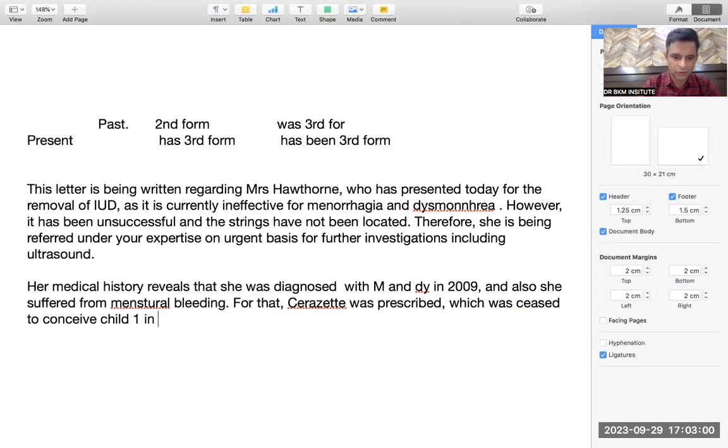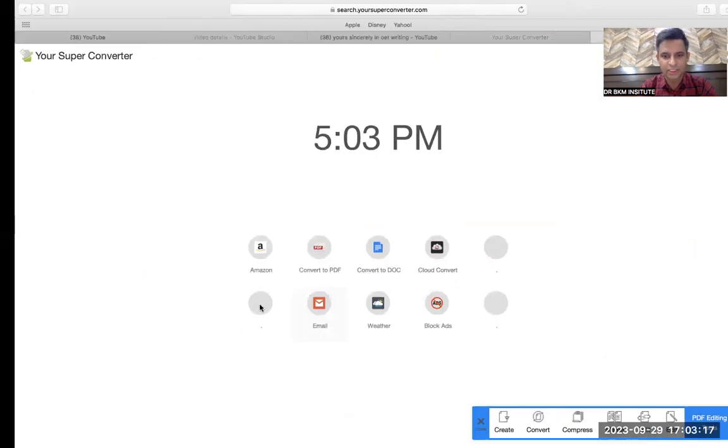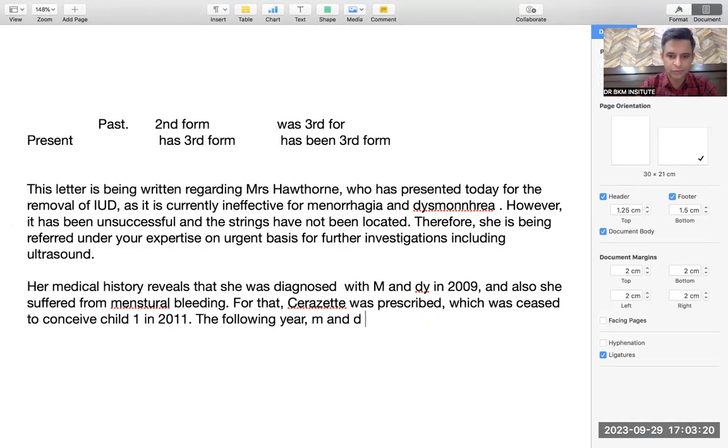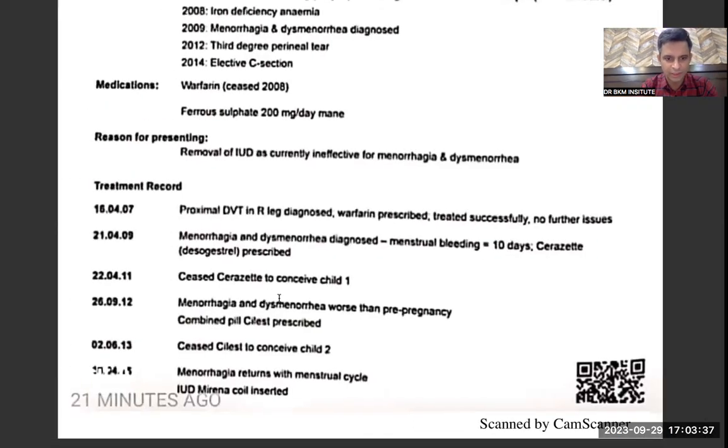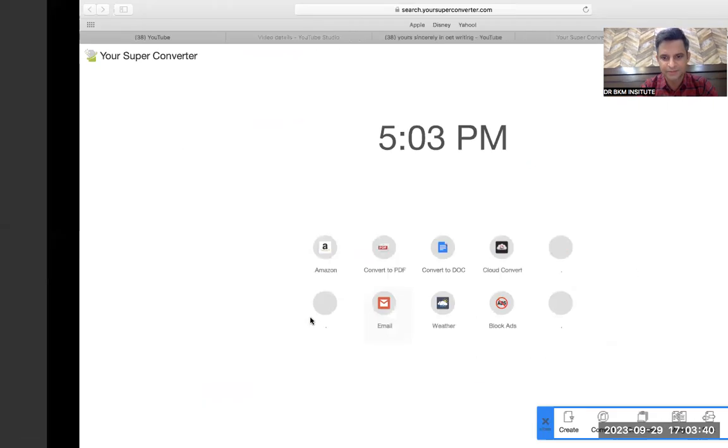Child in 2011, the following year. This is what I do better; these are the words I like to change. In 2011, the following year means the next year. Maybe I will use the same sentence: menorrhagia and dysmenorrhea got worse than pre-pregnancy. So Cilest was prescribed, whatever the name of the medication was. Combined pill Cilest.